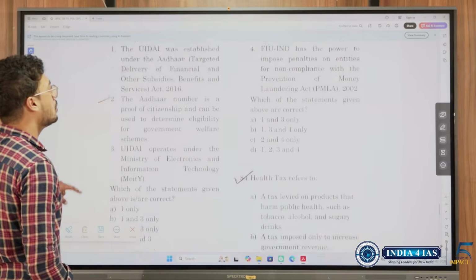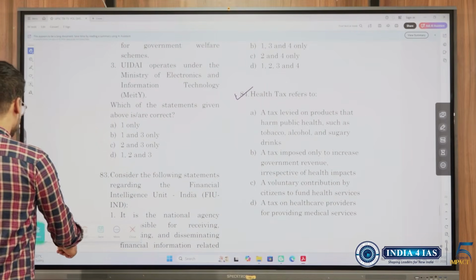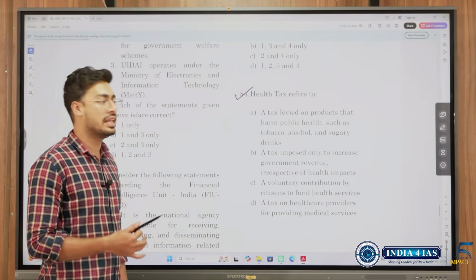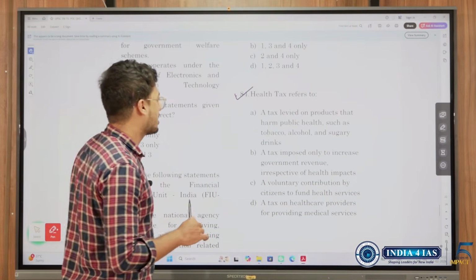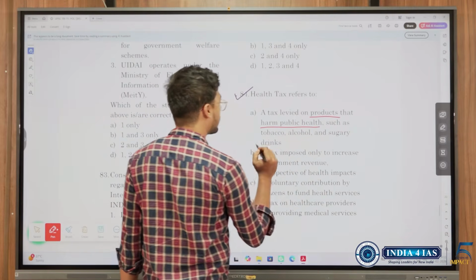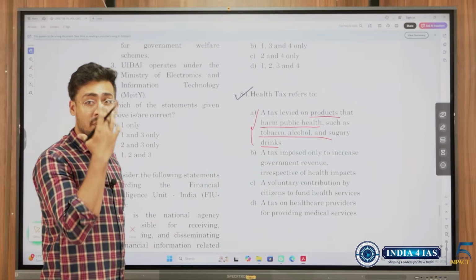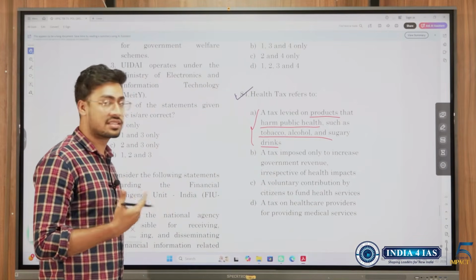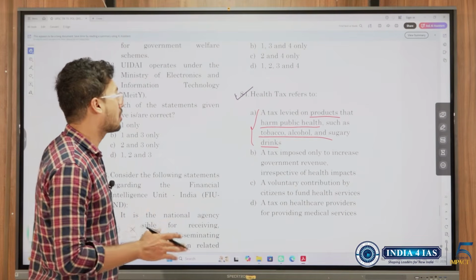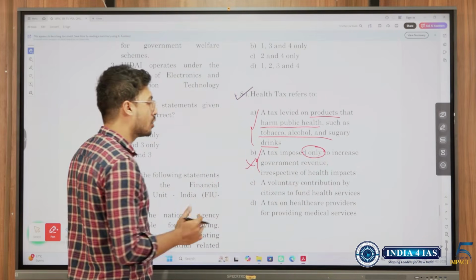Financial Intelligence Unit, I'll leave it to you. Health tax. We have heard about health tax, but if we did not know about it in detail, how could we have deduced this question? Health tax is a tax levied on products harmful to public health: tobacco, alcohol, sugary drinks. Seems familiar because whenever the budget comes, we hear that the tax on alcohol and tobacco are already high, and often they are increased. This is what we come across. So we see the others. Tax imposed only to increase government revenue. Anyway, it is wrong, definitely wrong, no doubt.